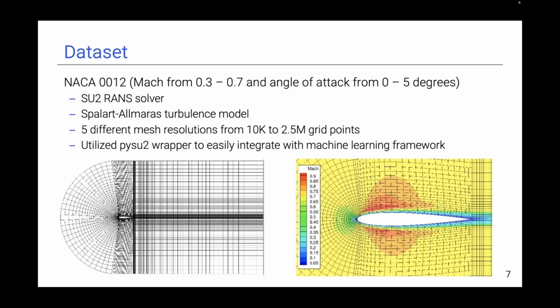In terms of our test case, we started with the classic quick start NACA 0012. We simulated it for a range of Mach numbers from 0.3 to 0.7 and angles of attack from 0 to 5 degrees, with a total of about 150 different case combinations. We used the RANS solver with the Spalart-Allmaras turbulence model. In terms of grid resolution, we had five different options ranging from 10,000 grid points at the coarsest mesh to 2.5 million at the finest mesh.